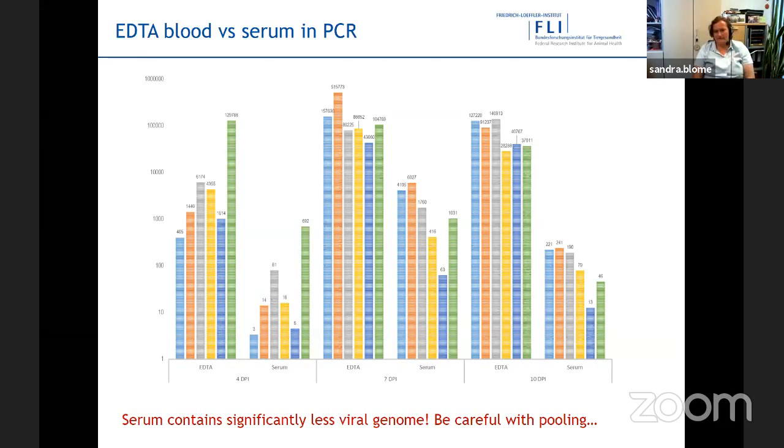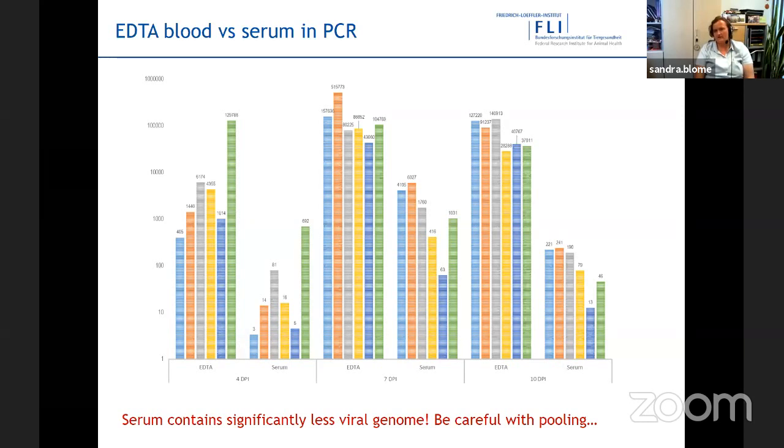But have a look at the graph. On the left-hand side, it's 4 days post-infection, and we compare the viral loads in genome copies for EDTA blood and serum. And there we see a huge difference. Just look at this blue animal on the left-hand side. For EDTA blood, it's 400 genome copies. It's already low, but look at the serum, it only has 3 genome copies. And if you then consider pooling, you may miss this early phase of infection.